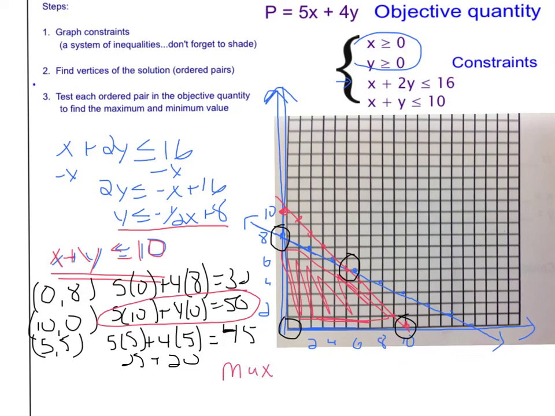So the max, and again we're going max because of the profit. The max was at 10, 0, and then $50 if we're talking profit. So again, if we had an application problem, you tell me what this meant, 10 of what, 0 of what. But for today, just the ordered pair and the amount.